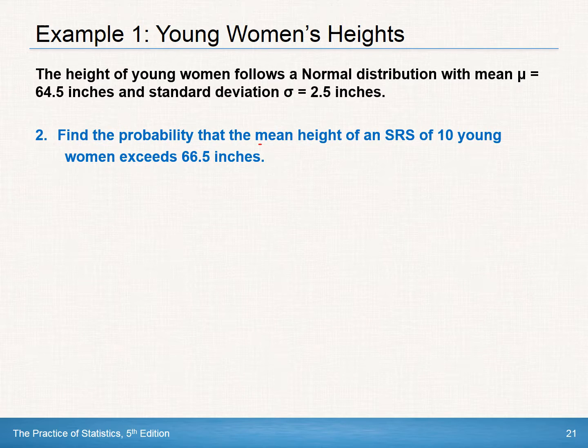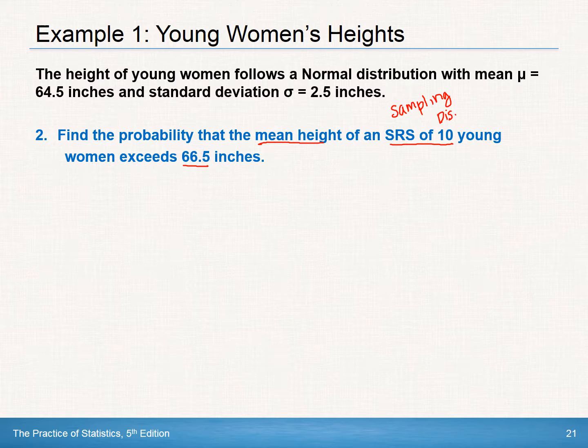All right, what is question 2 saying? Find the probability that the mean height of an SRS of 10 young women exceeds 66.5 inches. So that's taking a look at the average of 10 women. Well, number one, how did I know this was a sampling distribution? I knew it was a sampling distribution because I'm looking at the average height of 10 women.